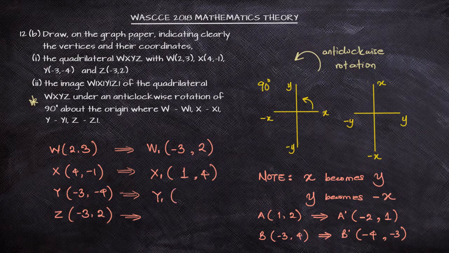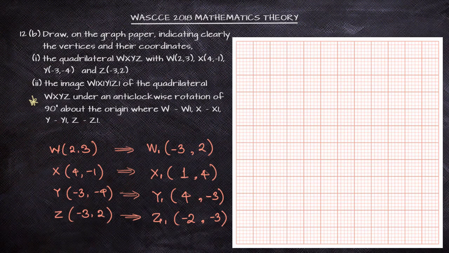The Y1 will be x becomes y, so minus 3 is still there, then y will become minus x, which is minus 4, and that is 4. And then for the third one, x becomes y is minus 3, y becomes minus x, so that will be minus 2. So these are the values that we need to note on our diagram and we need to show on the graph paper.